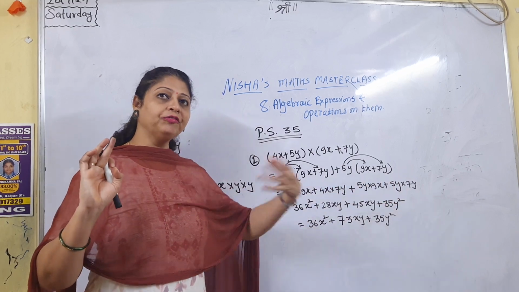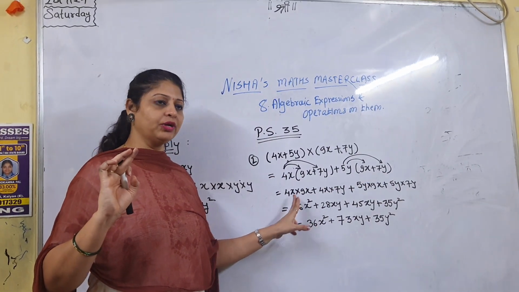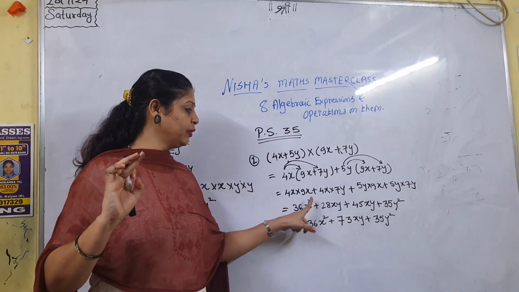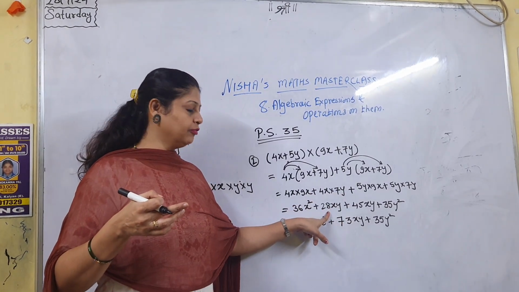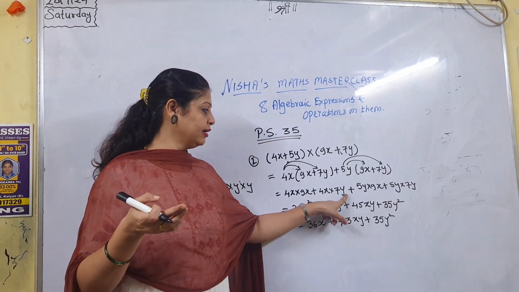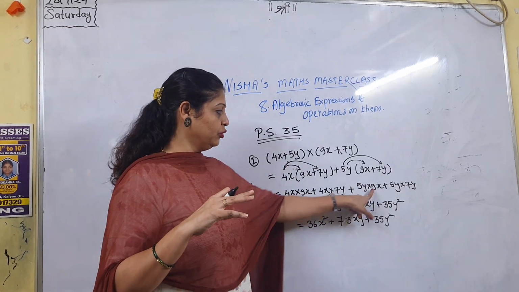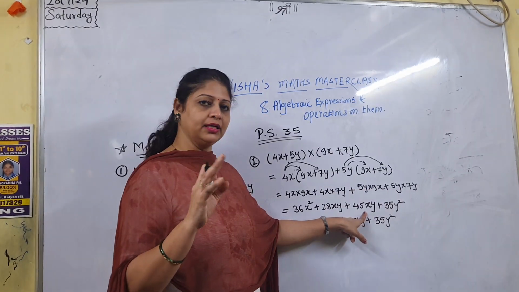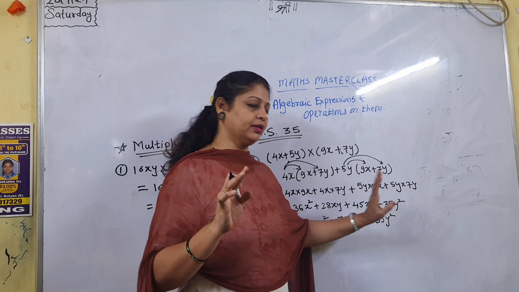Got my point? Afterward we have to do the multiplication, means 4x into 9x. 4 9s are 36, x into x, x square. Then 4 7s are 28, x and y, so xy is there. 5 9s are 45, so x and y as it is write down. Then 5 7s are 35, and y square.